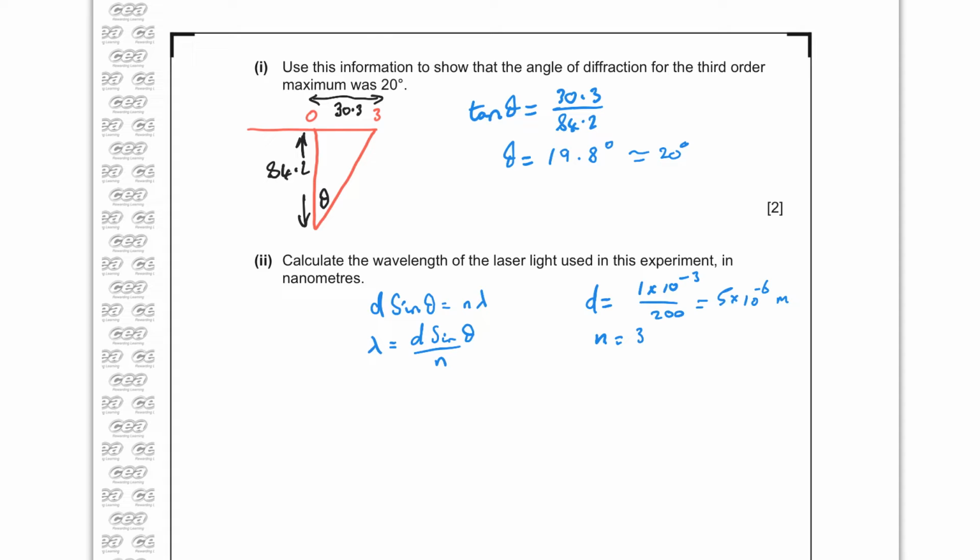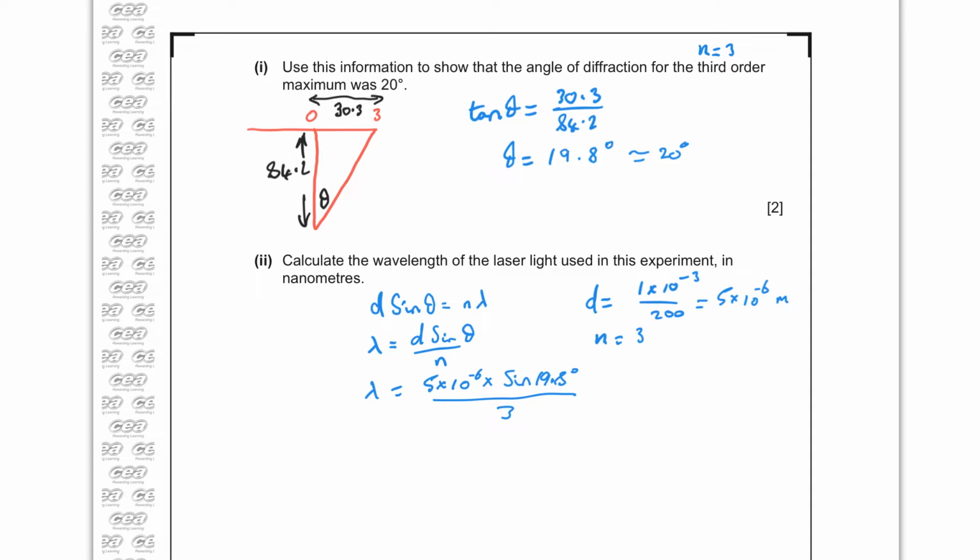The other advantage of that is that if you couldn't get part 1, you still know that the angle is 20 degrees and therefore it can be used in this part. So we'll use the 19.8. So d was 5 times 10 to the minus 6. You should always talk your way through calculations to make sure you've substituted correctly. 5 times 10 to the minus 6, we got that from over here. Sine of the correct angle, and n was 3 because we were talking about the third order.